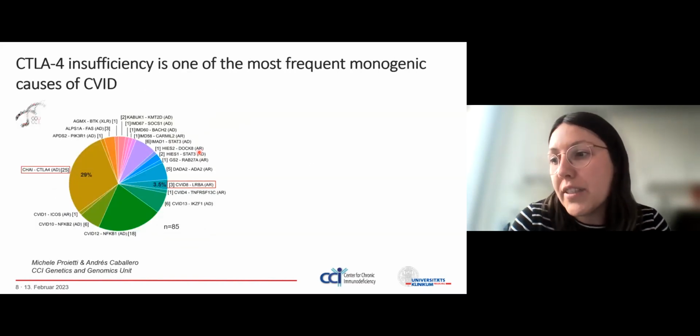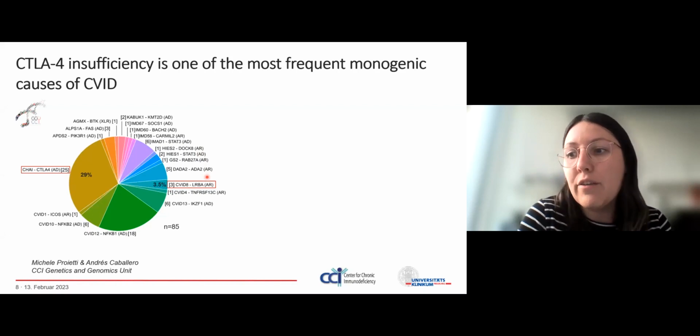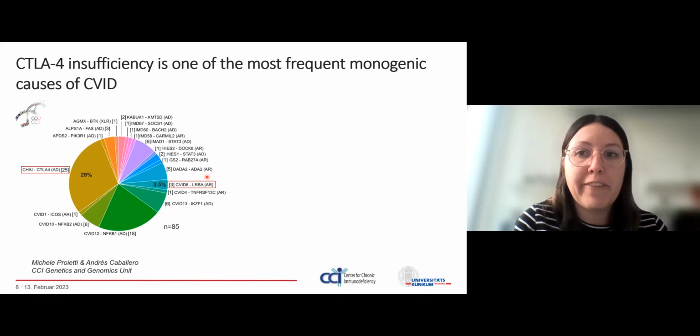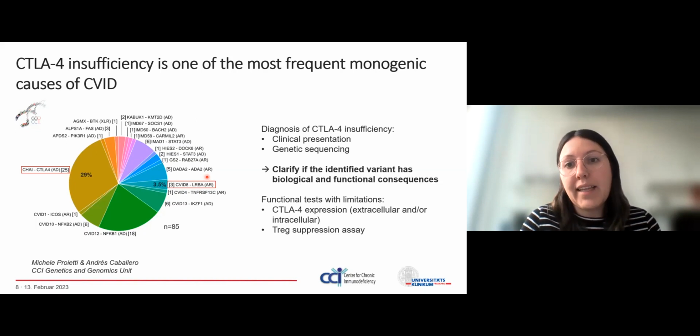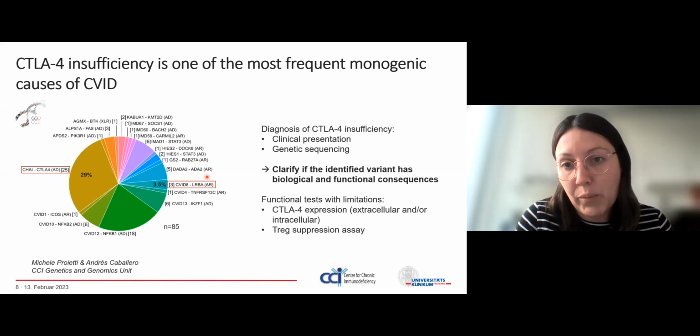Although LRBA deficiency is detected in a minority in our cohort, it is detected with high frequency in other countries, for example, Turkey and Africa. However, in our cohort, CTLA4 insufficiency is one of the most frequent monogenic causes of CVID. It is diagnosed by the clinical presentation of the patient and additional genetic sequencing.